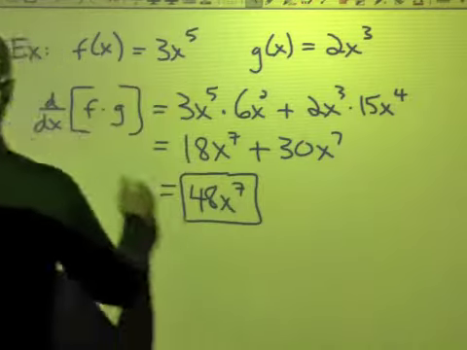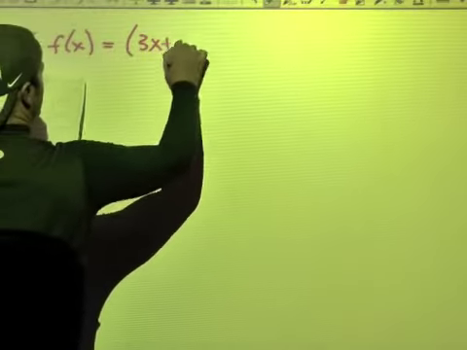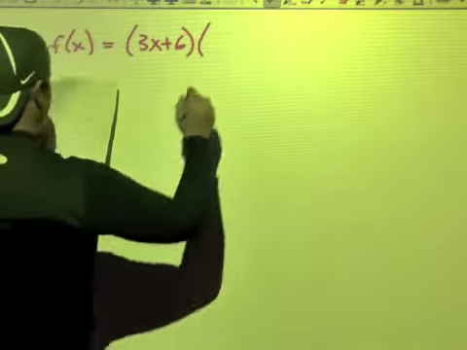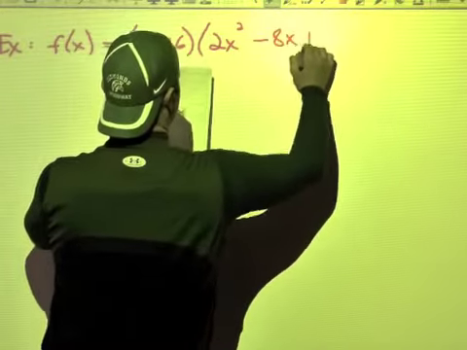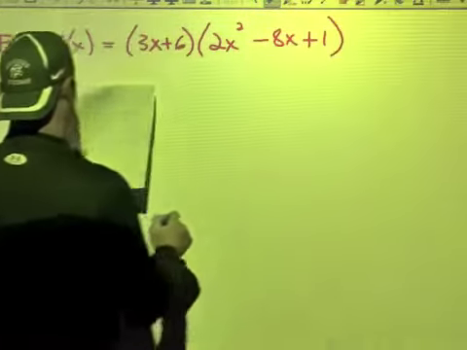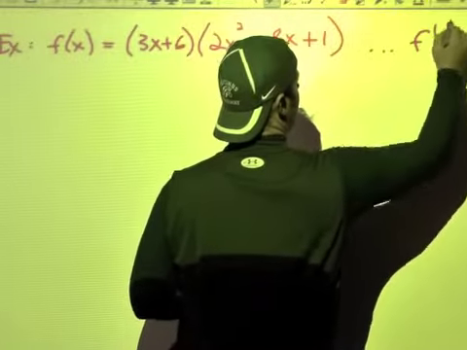So here is an example of when you would use the product rule. Let's say you have this function. I'm going to keep it pretty simple today. We'll get into more complicated functions later. Okay. So let's say we have a function that's defined as a product. Okay. And we're asked to find f prime of 2, let's say.